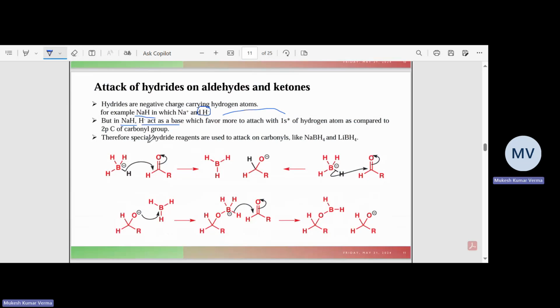Compared to its attack on the carbon atom, therefore, special hydride reagents are used to attack carbonyls, like sodium borohydride and lithium borohydride. As shown in the given reactions, the hydrogen of sodium borohydride attacks the carbonyl carbon to generate the anion. In the second step, the O atom once again attacks the boron atom to extend the reaction. After two to three steps, the product is reacted with water to give the final product, that is, alcohol.